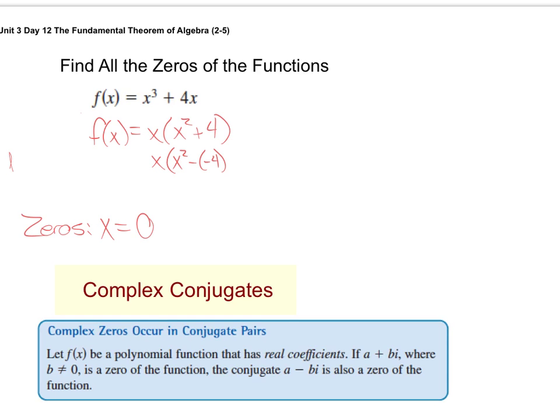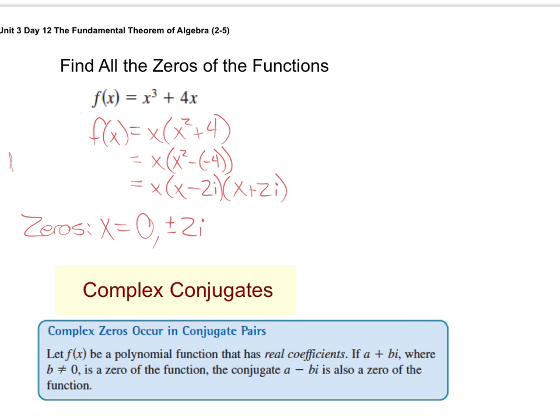So that would then factor into what? X minus 2i and x plus 2i. The square root of negative 4 is 2i, so that's what that's going to factor into. So our last 2 zeros are plus or minus 2i. And you see here, I have this term complex conjugates.